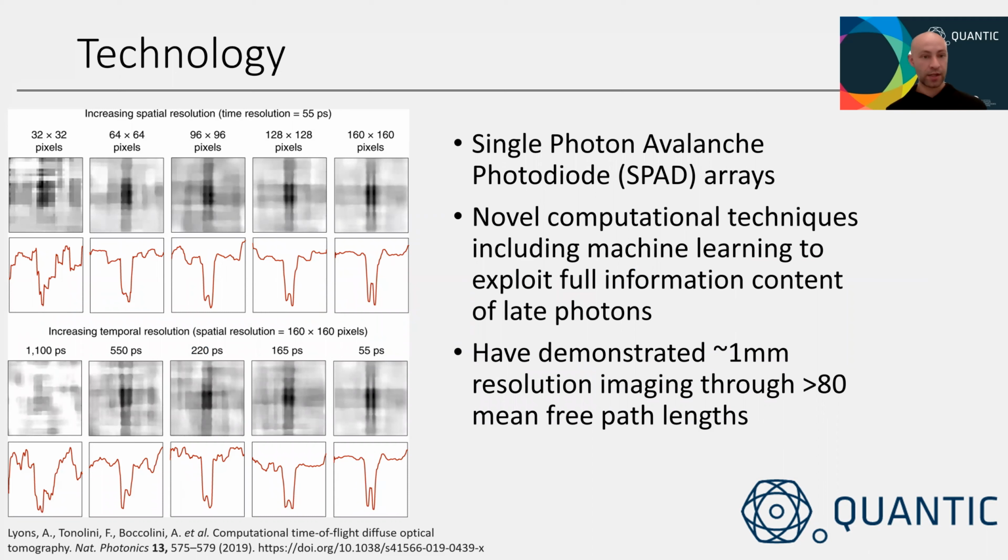So, some results. We can see from this figure on the left that as we increase the time resolution, as shown on the bottom rows, from 1,000 picoseconds to 55 picoseconds, while keeping the spatial resolution of the detector fixed, we can go from a complete blur to being able to distinguish two parallel lines with millimetric precision through more than 80 scattering lengths. And this resolution that we've demonstrated in a lab environment rivals MRI.